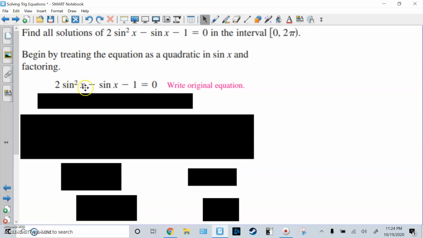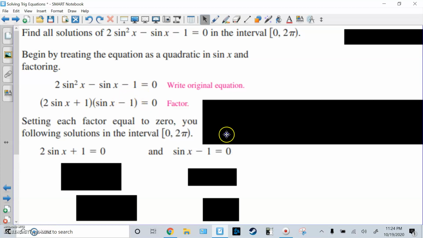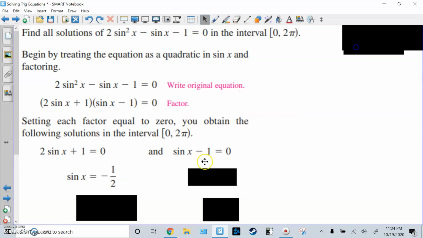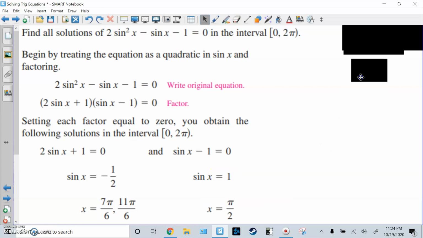Here's the next one. We can factor, guess and check. What times what is 2 sine x, sine squared x? So it's 2 sine x times sine x. What times what is 1? It's 1 and 1. You do the signs and check outer and inner. Then you set each factor equal to 0. Subtract 1, divide by 2. Add 1. Where sine of x is negative 1/2, that's 7 pi over 6, 11 pi over 6. Where sine of x is 1, that's just the very top, pi over 2.